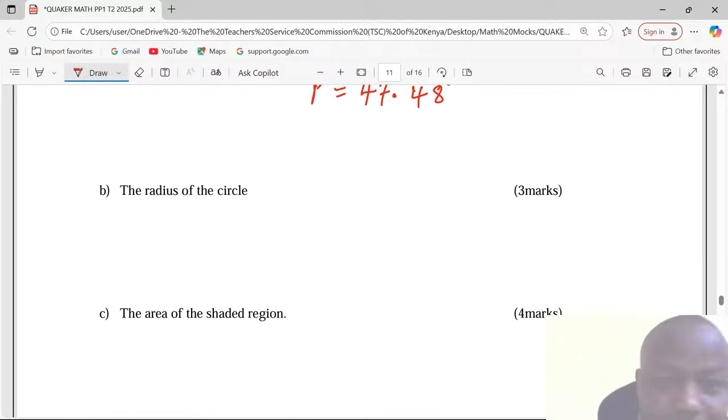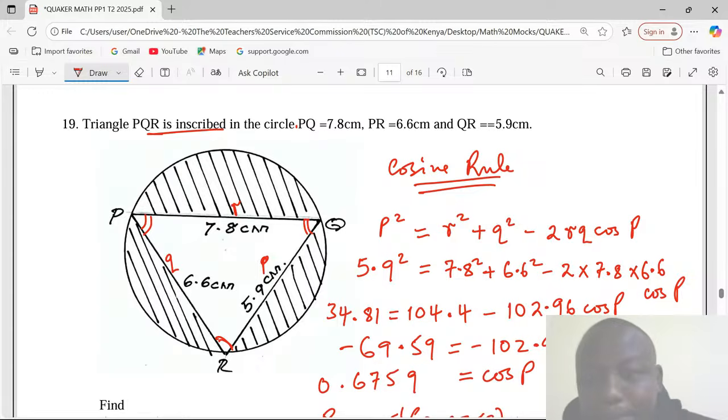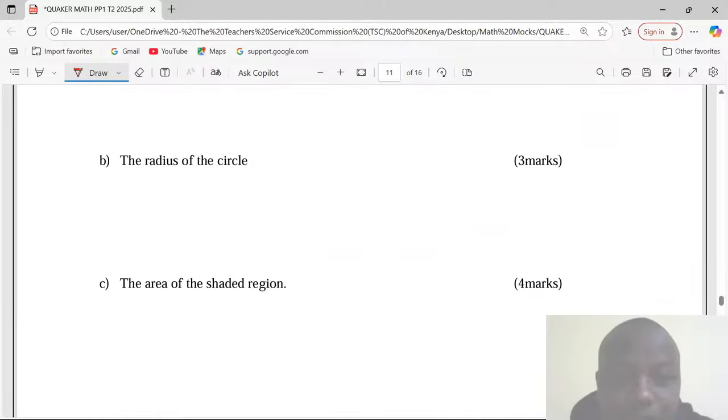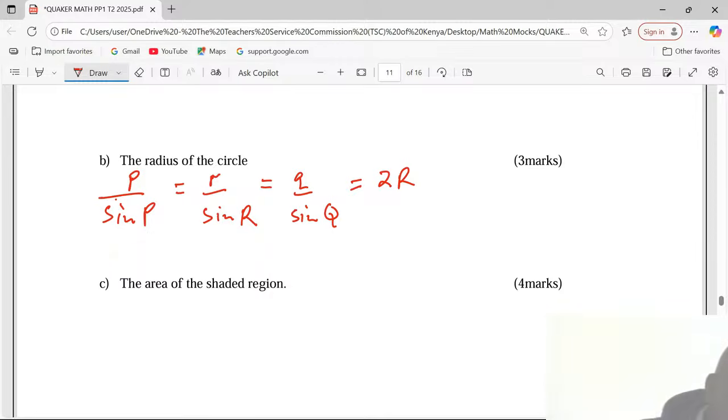We are supposed to know that when a triangle has been inscribed in a circle, the radius of the circle is related to the sine rule. So we say the sine rule says p over the sine of P is the same as r over the sine of the angle at R, equal to q over the sine of the angle at Q. This is usually equal to twice the radius of such a circle.